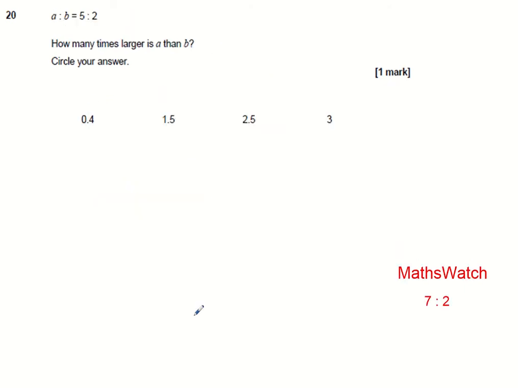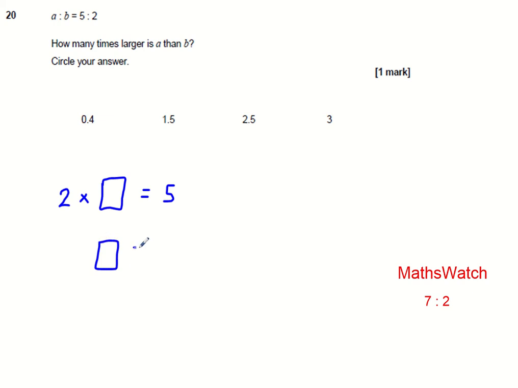Question 20. The ratio A to B is 5 to 2. How many times larger is A than B? That question is asking us how many times larger 5 is than 2. So in order to work that out, we're saying, okay, 2 multiplied by some answer is going to give us an answer of 5. And to work that out, we can do 5 divided by 2.